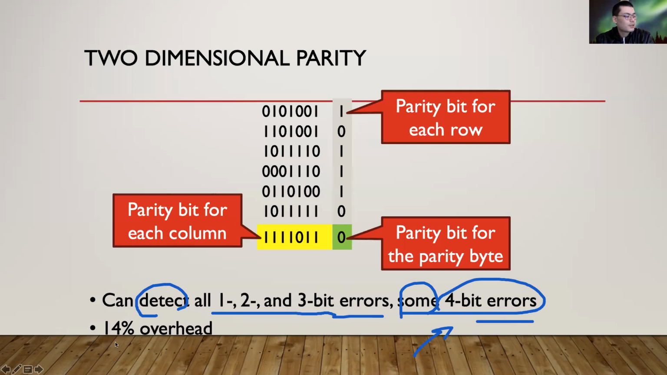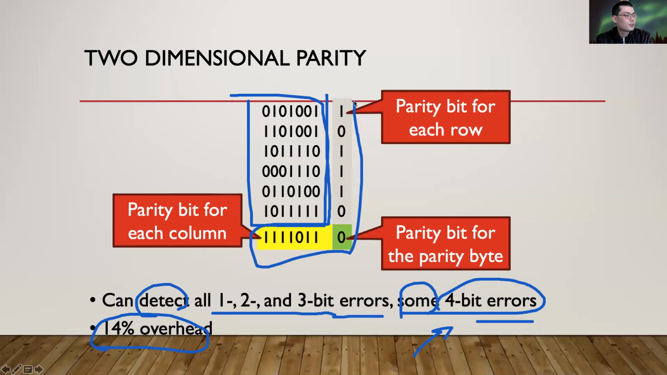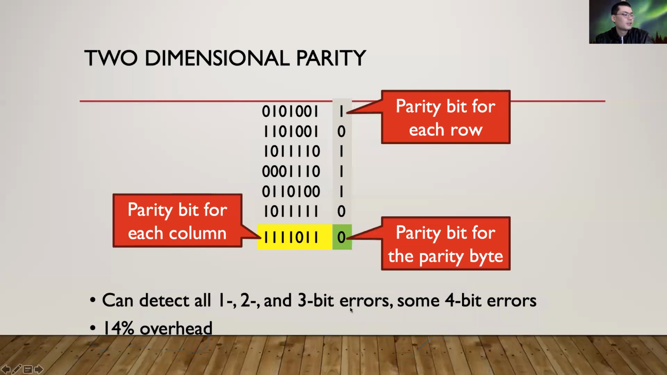Another thing you need to pay attention to is that the overhead is not high, but we do have some overhead. Think about it: this is the actual content you want, and this is the additional overhead. If you compute the ratio, it will be 14%. So this is acceptable. You pay a little bit of overhead to make sure the bits are correct.